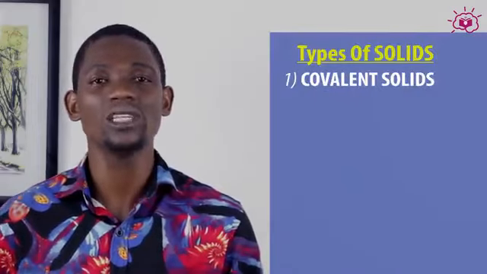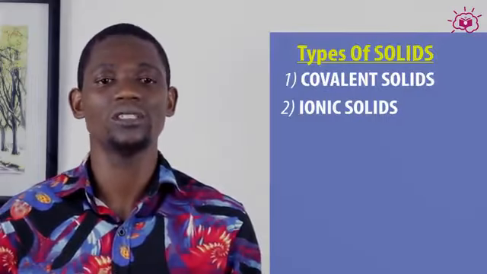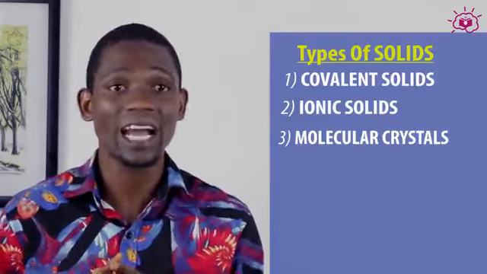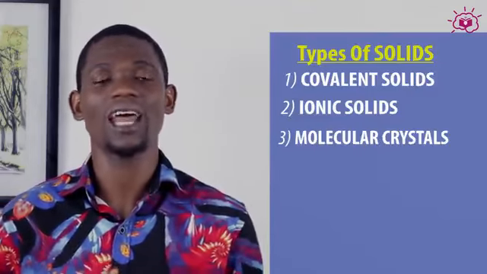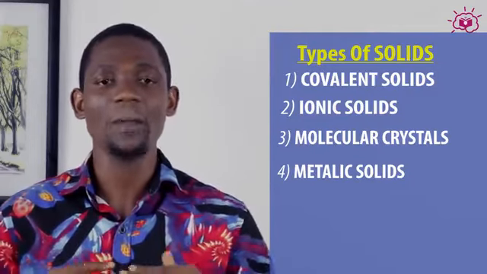Next, let's talk about types and structure of solids. In this module, we are going to be talking about the solids based on the bonds that give rise to their formation. In this module, we have 4 types of solids. We have covalent solids, we have ionic solids, we have molecular crystals or solids, and finally we have metallic solids. Let me start from the bottom up.